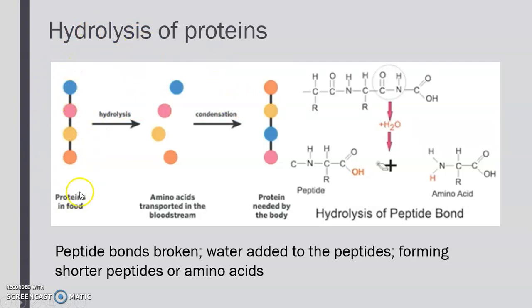So when a polypeptide, basically protein in food, goes into our body, our digestive system will have different enzymes to catalyze the hydrolysis reaction to add water back on to those amino acids. So our digestive system breaks protein down to amino acids. And when it's transported in the bloodstream, when it reaches the target location, then the synthesizing process starts. So again, those amino acids, through condensation reactions, form the protein that's actually needed by the body.